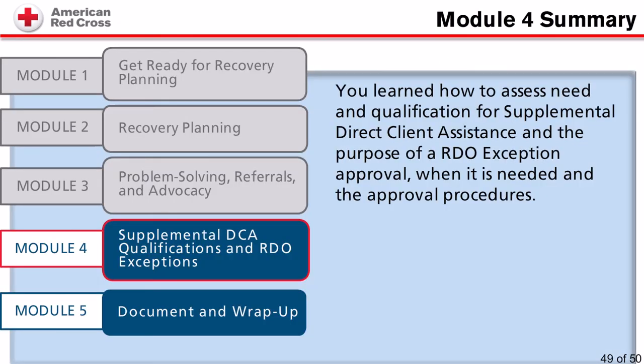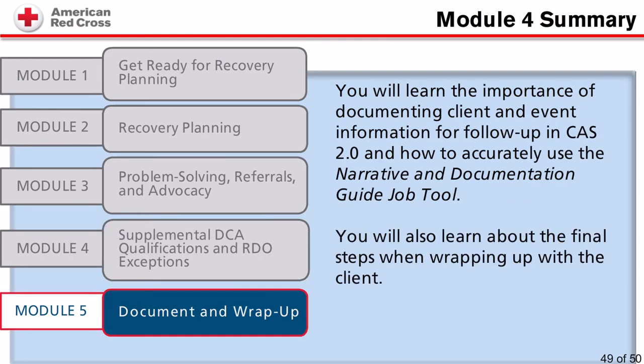Great job! This concludes Module 4, Supplemental DCA Qualifications and RDO Exceptions, where you learned how to assess need and qualification for Supplemental Direct Client Assistance and the purpose of an RDO exception approval, when it is needed, and the approval procedures. You are now ready for Module 5, Document and Wrap Up, where you will learn the importance of documenting client and event information for follow-up in CAS 2.0 and how to accurately use the Narrative and Documentation Guide job tool. You will also learn about the final steps when wrapping up with the client.